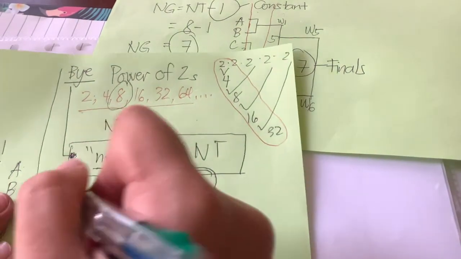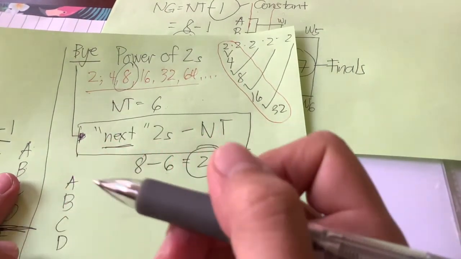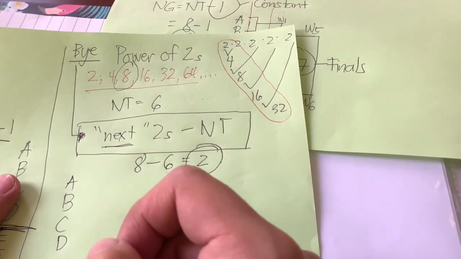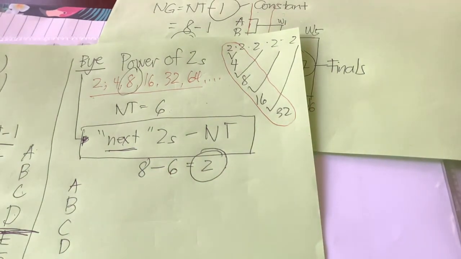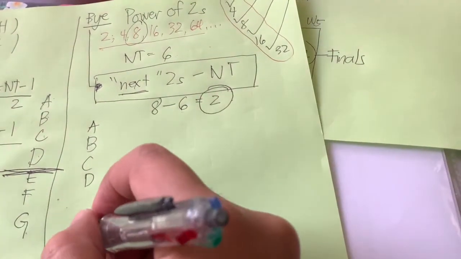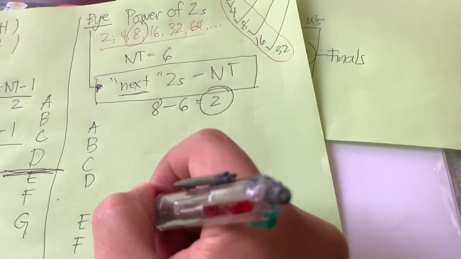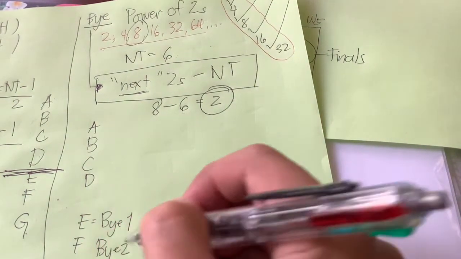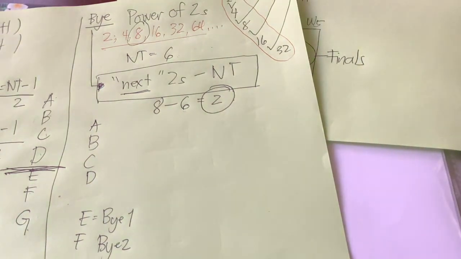So if we have teams A, B, C, D, the other 2 teams will become byes. A bye is not required to play in the first round of elimination. Let me repeat. It does not require playing during the first round of elimination. So E and F here are bye 1 and bye 2. The byes are going to play in the second round of elimination.